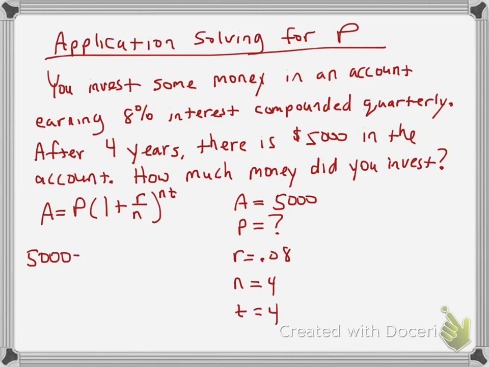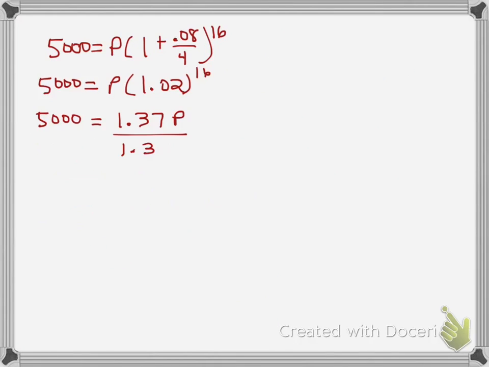So now our equation looks like 5,000 equals P, and then inside parentheses becomes 1 plus our rate, which is 0.08, divided by 4. And we're going to close that parenthesis, and we're going to raise that to the 4 times 4. All right, now what we have to do is do some solving.